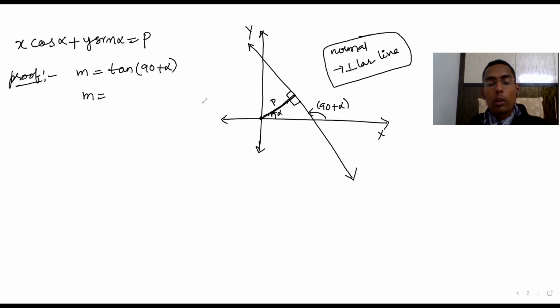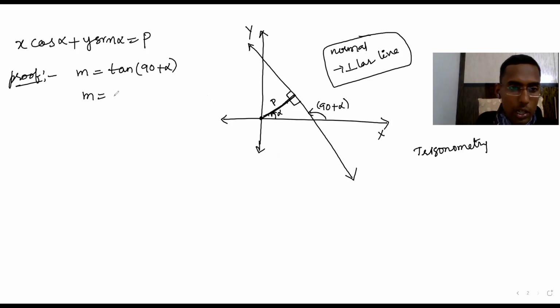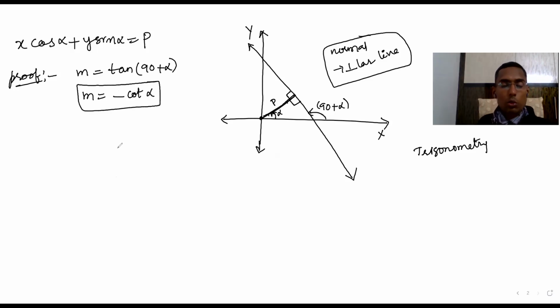That's why in the next class I am going to teach you important things in trigonometry. I am not going to teach trigonometry in only one class; important points will be taught so that you will not have confusion. So tan of 90 plus alpha is minus cot alpha. Why and all, next class we will discuss. Minus cot alpha, this is the slope.